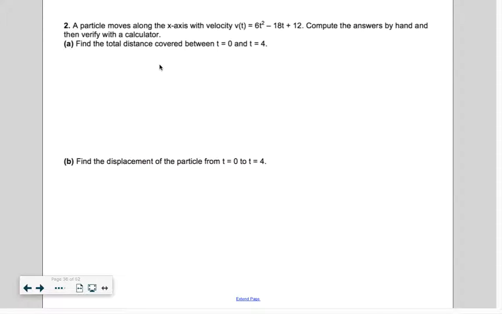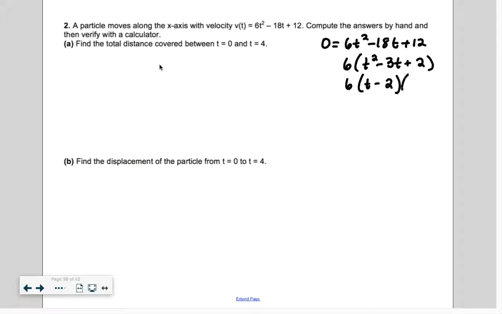All right, next up. Number 2, a particle moves along the x-axis with a velocity of 6t squared minus 18t plus 12. Does this one have a negative velocity at any point on 0 to 4? We've got to figure that out. This is a parabola, and we're going to graph it and find where it's crossing the x-axis. You don't think it goes backwards? We'll see. I factor, and I think it does. So I get t minus 2 and t minus 1, so t equals 2 and t equals 1. So good.